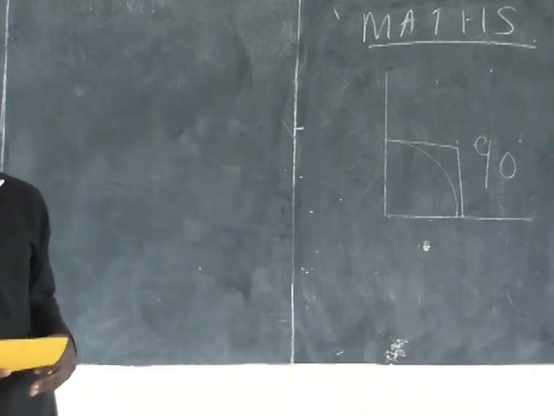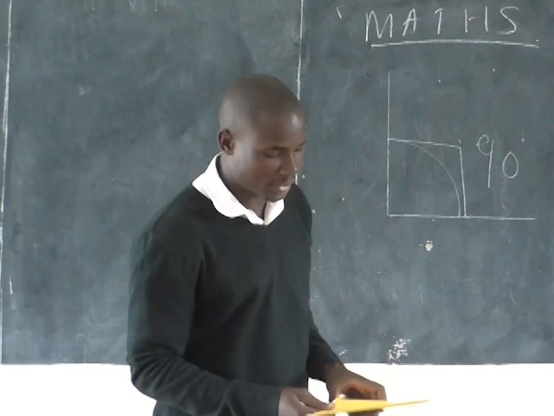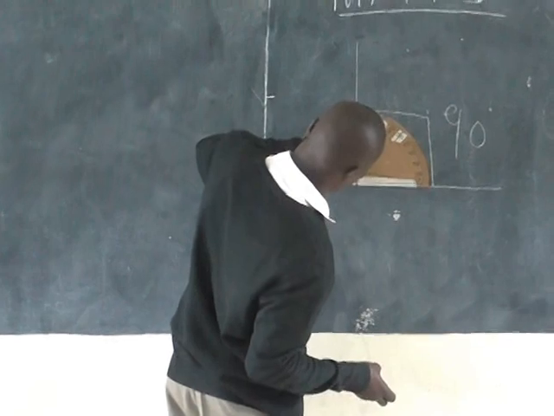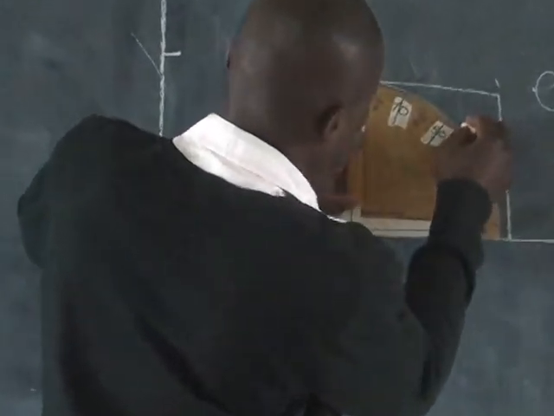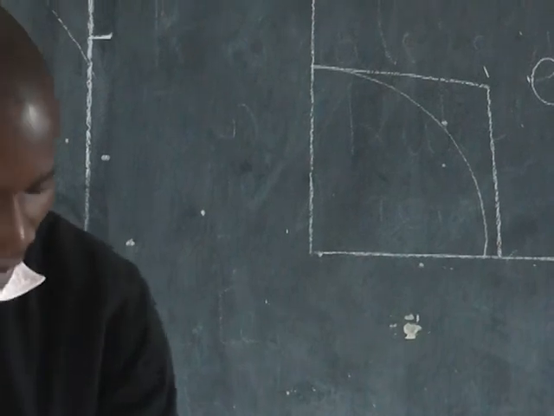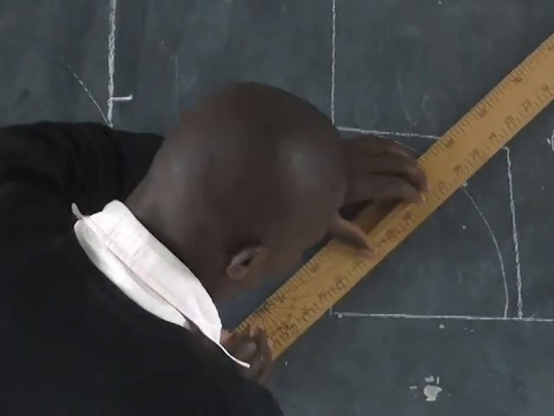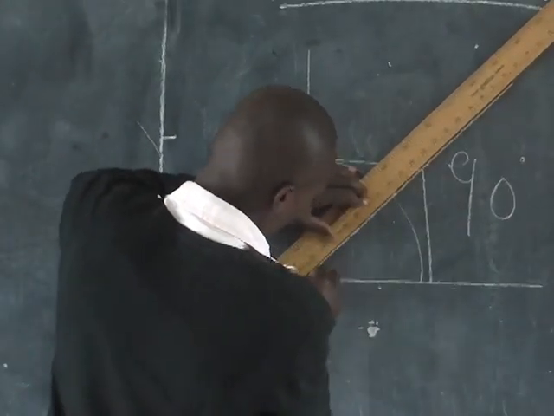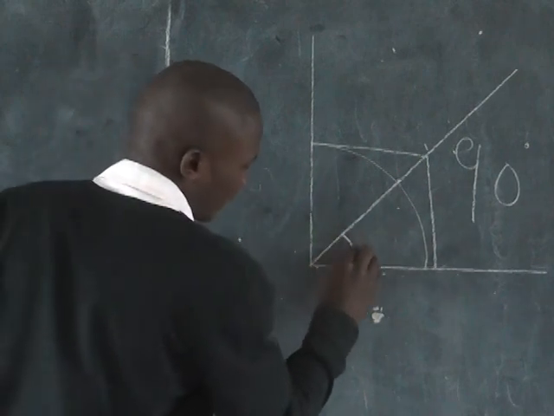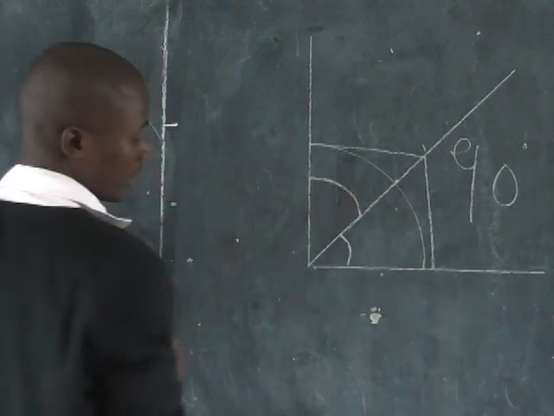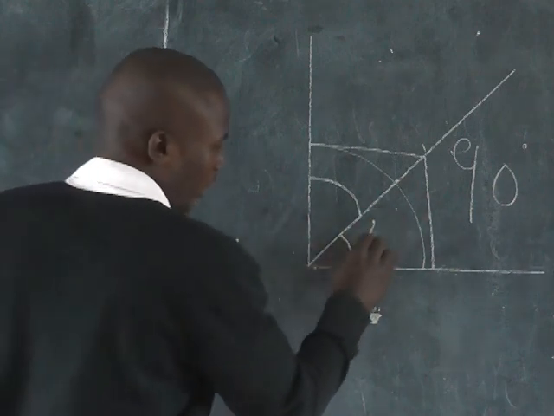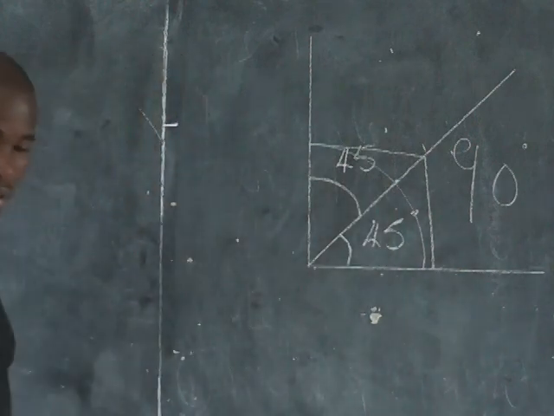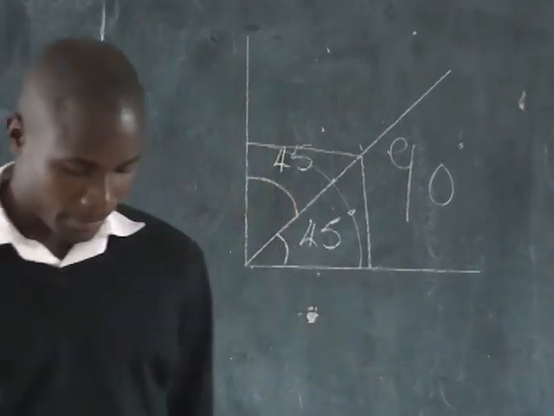What do you get? Yes? Very good. You are getting 45. You are getting what? 45. Because if I cut it equally, I'll get 45. Which means that it is now cut into two. Now I'll have this and I have this. If you measure, you'll get 45 degrees. Here also 45 degrees. Very good.